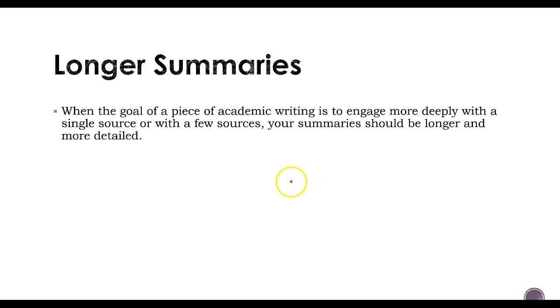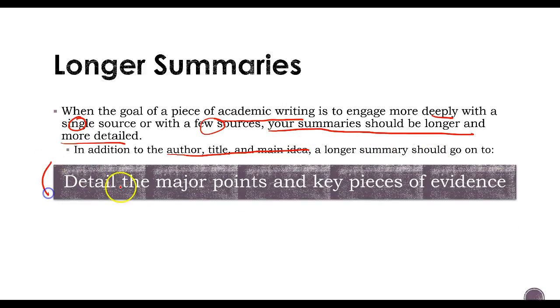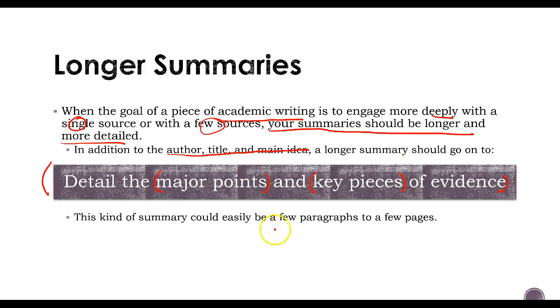But a lot of times you'll want to do longer summaries, especially when your piece of academic writing is engaging more deeply with a single source or with 2 or 3 sources. If that's the case, if you're doing a review of a source or responding to a source, you want your summaries to be much longer and much more detailed. So in addition to the author and title and main idea, a longer summary should go on to detail the major points and key pieces of evidence, or explain what are the major points and key pieces of evidence in that article. So this kind of summary could easily be a few paragraphs to a few pages.